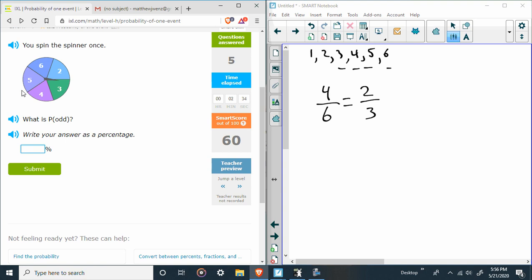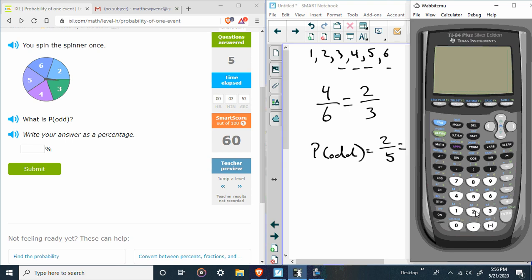Okay. Again, here you've got to take a look. How many odd numbers do you have? Well, 3 is an odd number and 5 is an odd number. So that's my probability of odd. Well, that's 2 out of the 5 numbers. They want it as a percent. So let's go ahead and turn your calculator on. 2 divided by 5 is 0.4, times 100 is 40%.